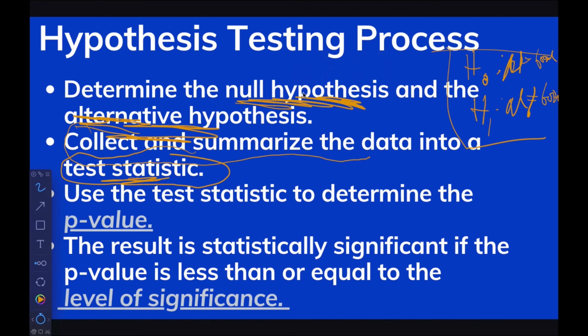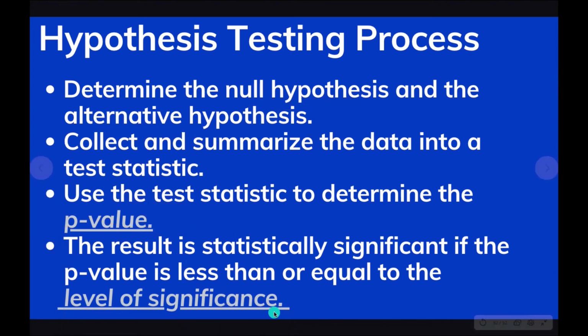After you first do your null and then the alternative hypothesis, you then test this using what is called a p-value and the level of significance. We're going to see an explanation of this in the next slide. So let's see what the p-value is and what the level of significance is.